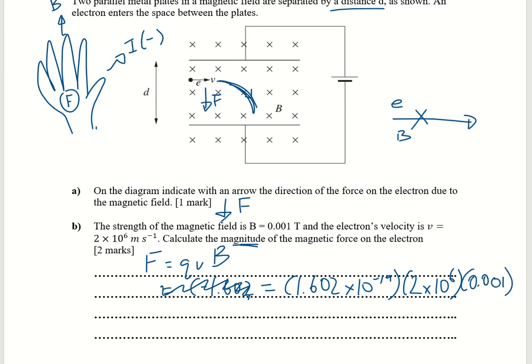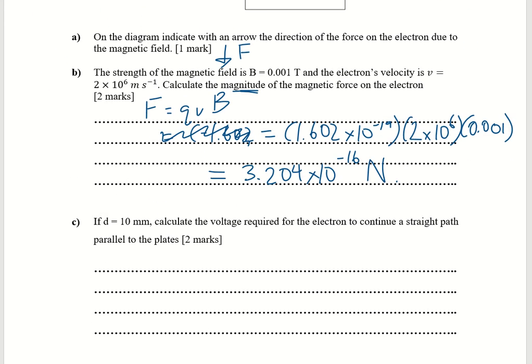Grab your calculator, substitute that in, see what you get. So the value I get at the end is a force of 3.204 times 10 to the power of 16 newtons. That's how you do question B. Moving on to question C.